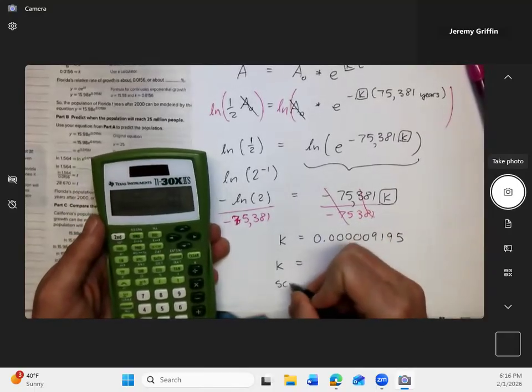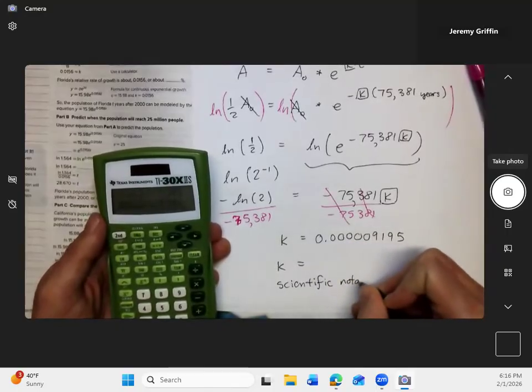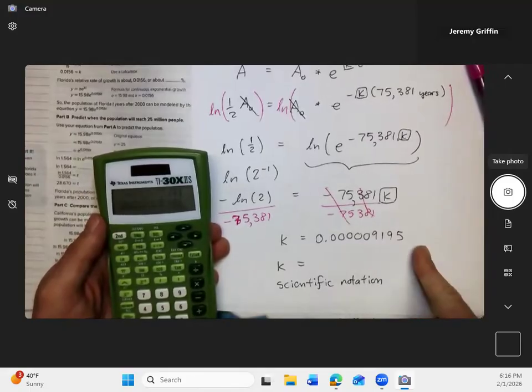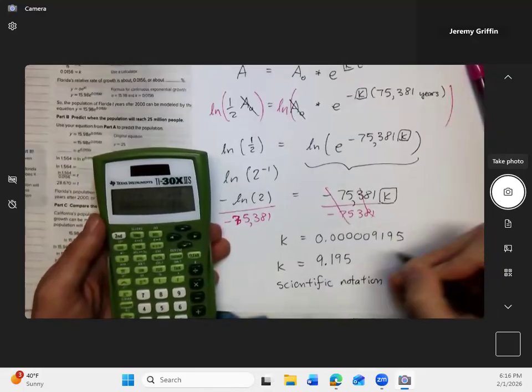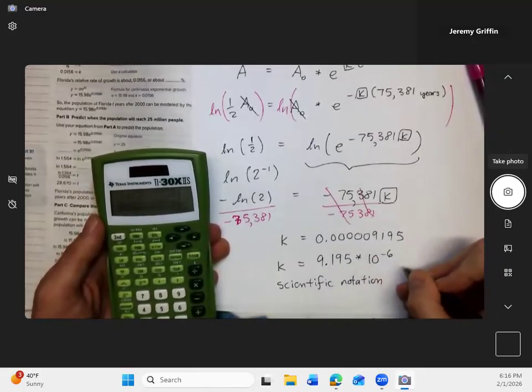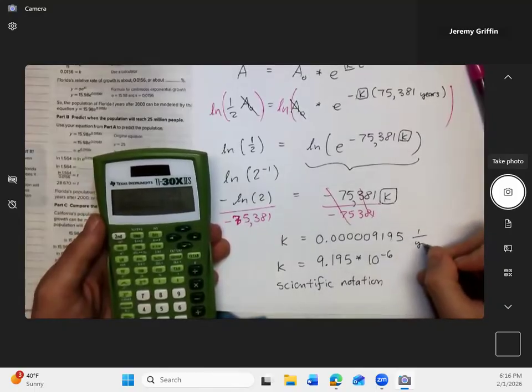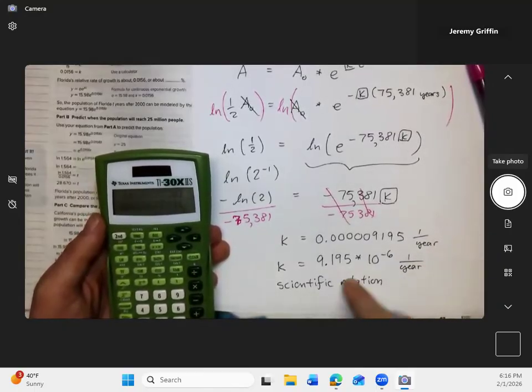Let me spell that out. Scientific notation, which is just copy the digits. So 9.195, and then we need to restore the decimal place, times 10 to the negative 6. This would be 1 over years, that is the unit. Okay, so a tiny k value, right?